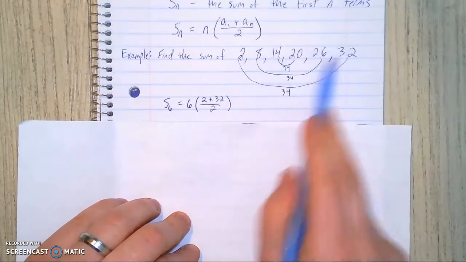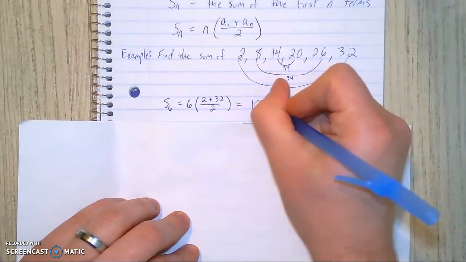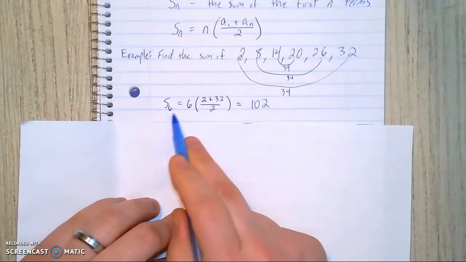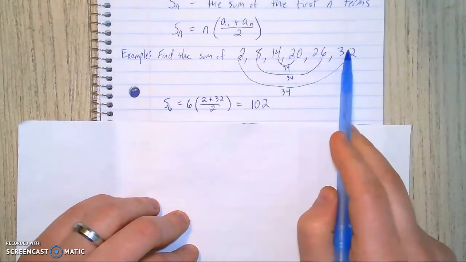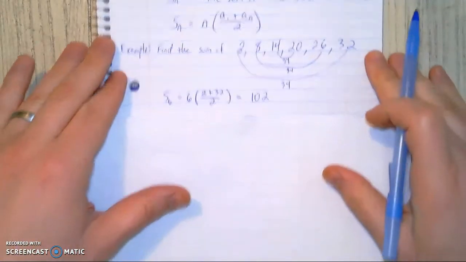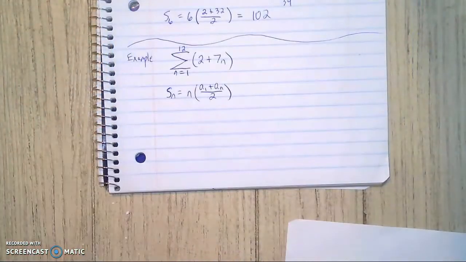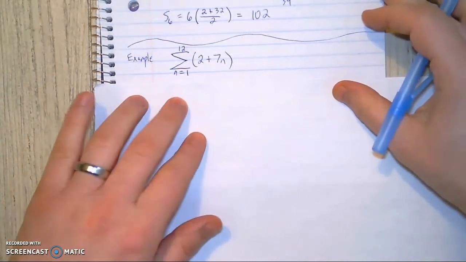And there were 6 terms that had an average of 17. 6 times 17 is 102. So the sum of these first six terms is 102. Again, you could have just added them together, but as we'll see in our next example, this formula is going to be really helpful. So let's take a look at a problem now that is more similar to the work you're actually going to do for your practice problems today.